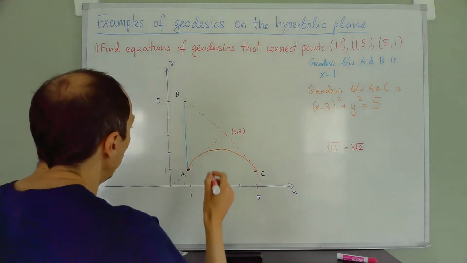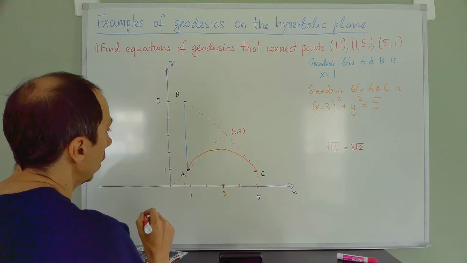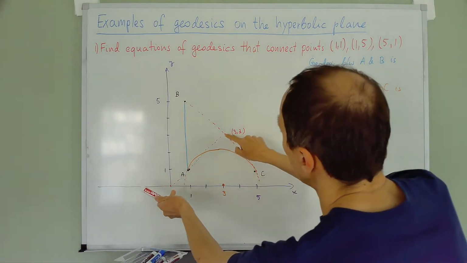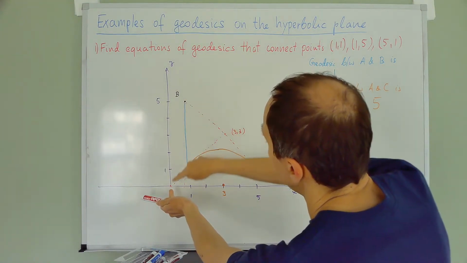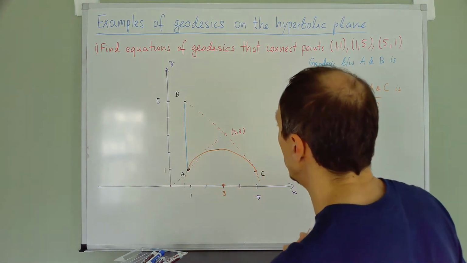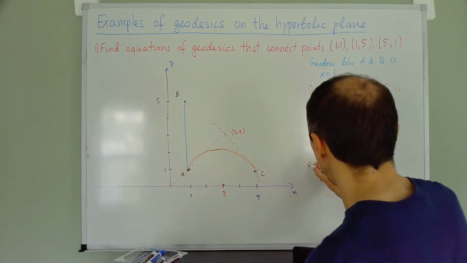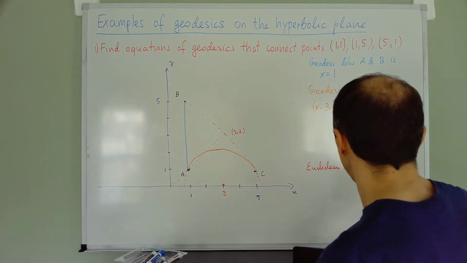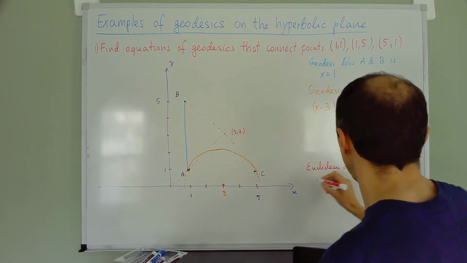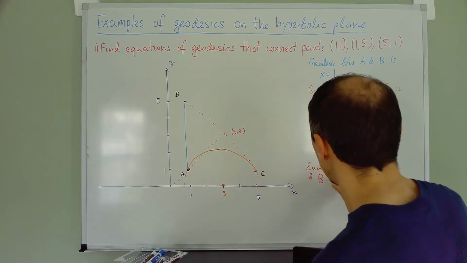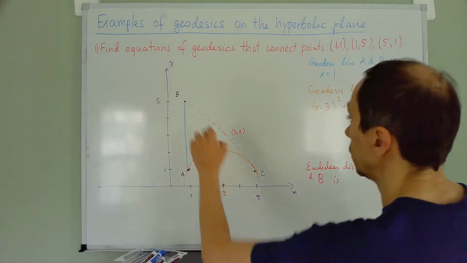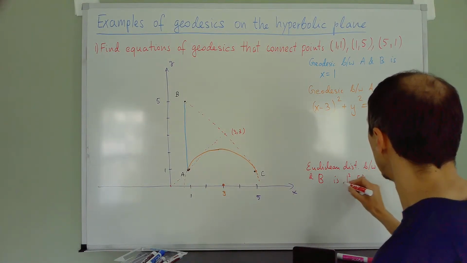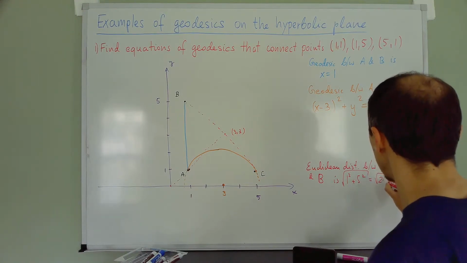Okay, so I'm sorry, that's wrong. This is not the radius, right? The radius is going to be the distance from the origin to one of these points. So the Euclidean distance between the origin and B is, well, the coordinates of B are 1 and 5, so it's just 1 squared plus 5 squared. So that's radical 26.